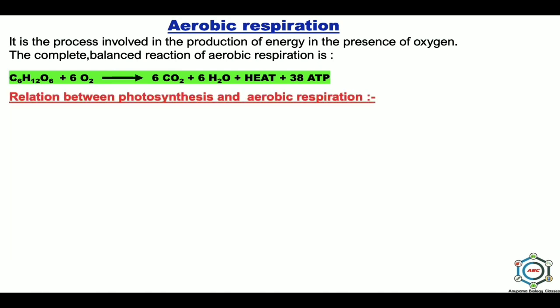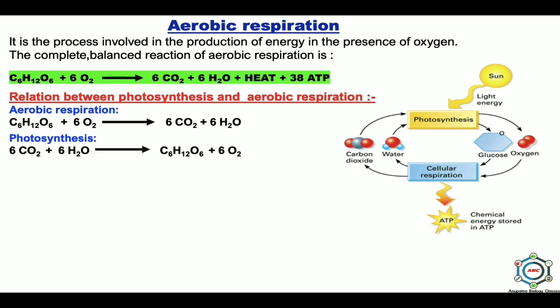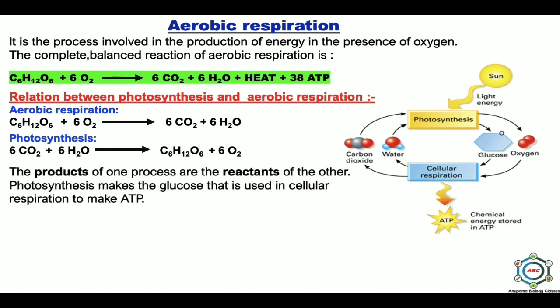Now, the relation between photosynthesis and aerobic respiration. In aerobic respiration, glucose combines with oxygen to form carbon dioxide and water. You can see in the picture here that glucose and oxygen combine to form carbon dioxide and water. While in photosynthesis, carbon dioxide and water combine to form glucose and oxygen. So, the products of one process are the reactants of the other, and photosynthesis makes the glucose that is used in cellular respiration to make ATP.